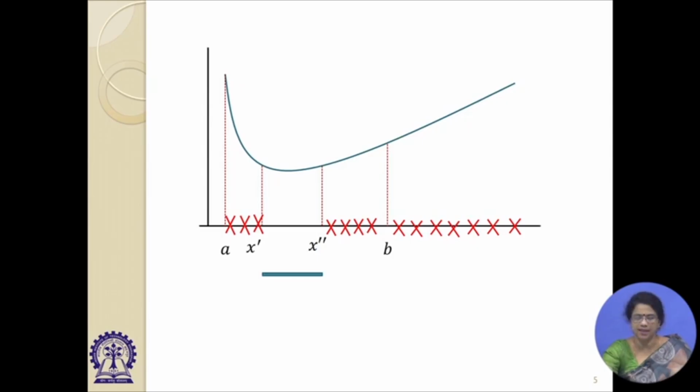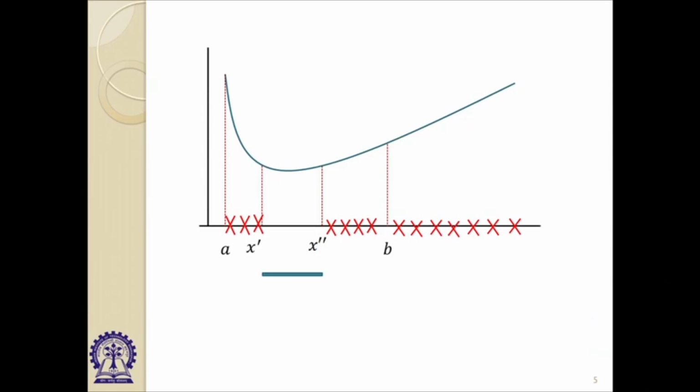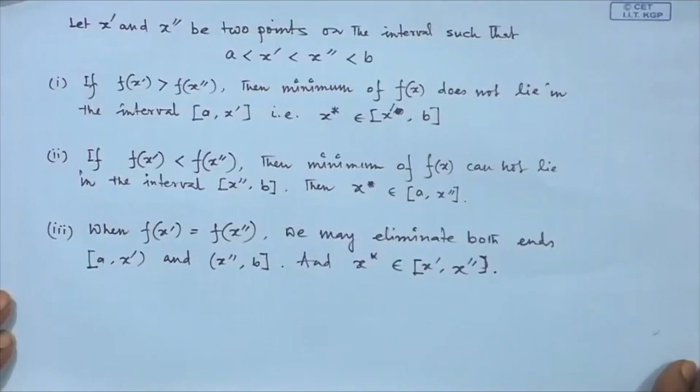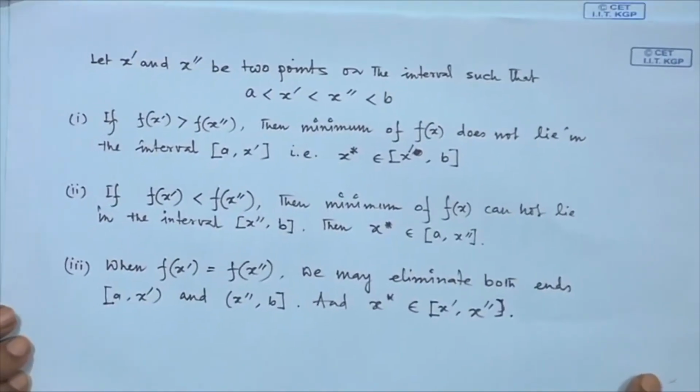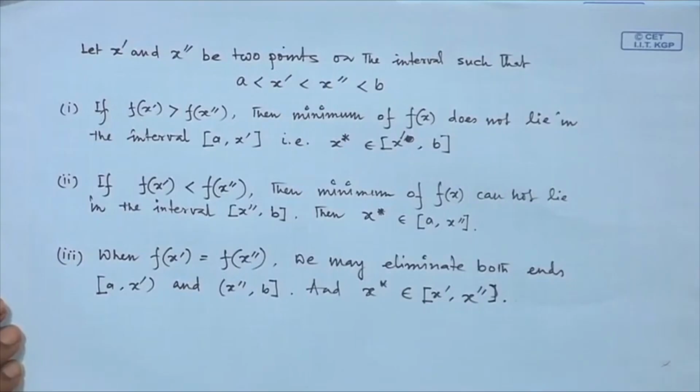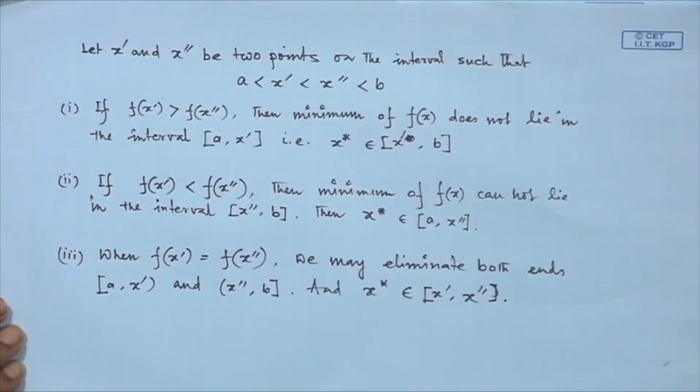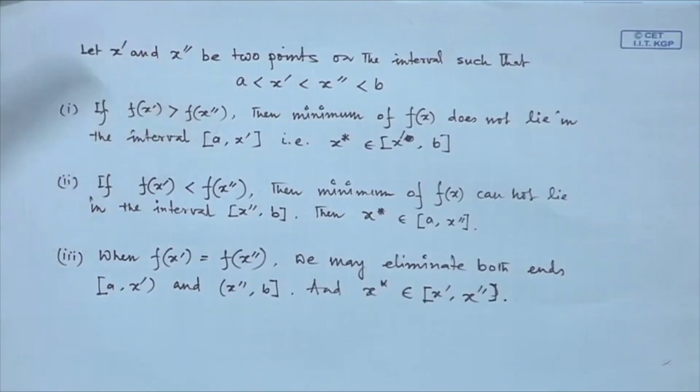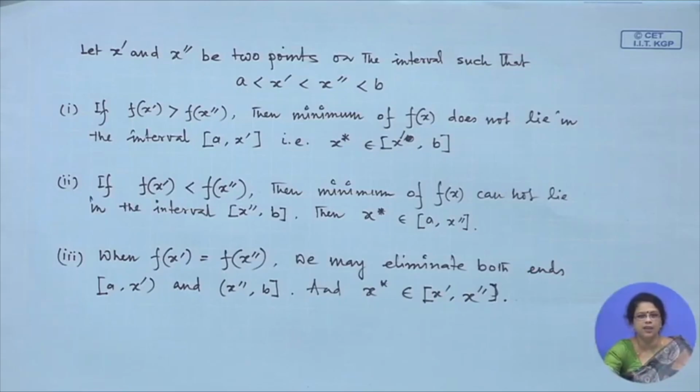Now, the whole process can be just mathematized in this way. Just you see, we are considering 2 points x prime and x double prime, and these are within the range of interval of uncertainty a to b. Now, if f x prime is greater than f x double prime, we are discarding the interval a to x prime, and we are taking the new interval of uncertainty, rather we are guessing the optimum may lie within x prime to b. That was the first figure.